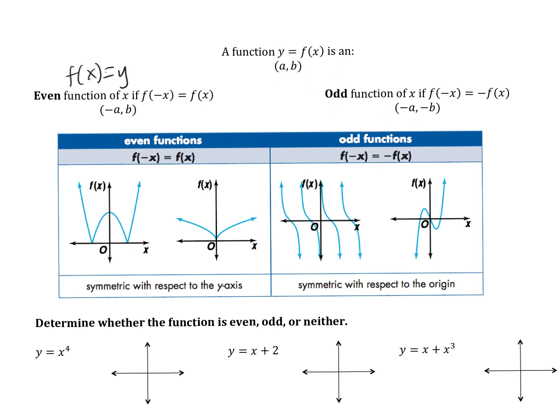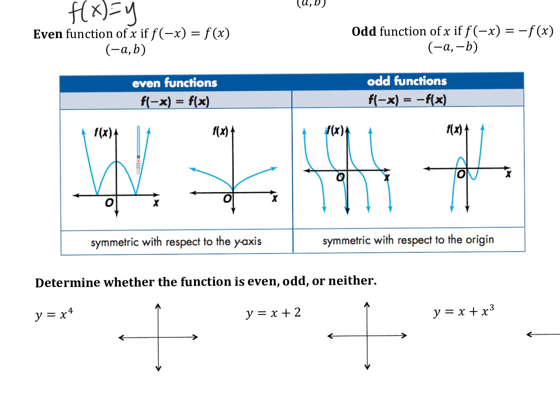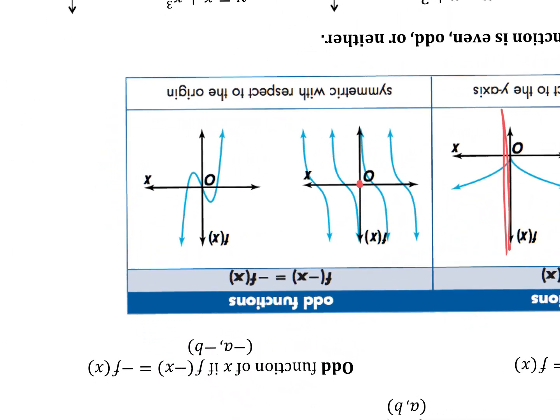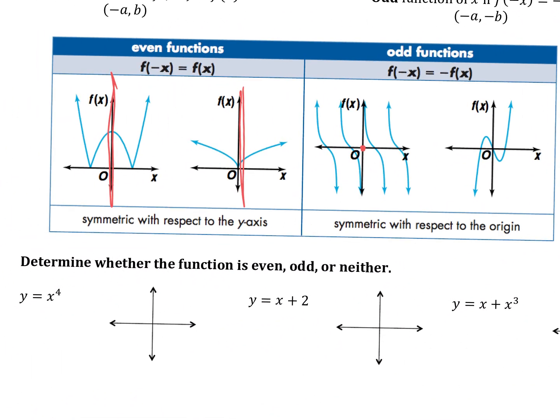So another visual of it. Do you guys agree these are, Thomas, you with me? Even means that we reflect over the y-axis. And odd means that we rotate around a point. And it's the exact same graph as before. We get the same graph.